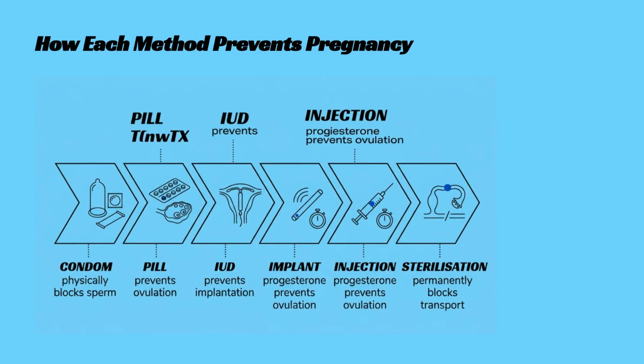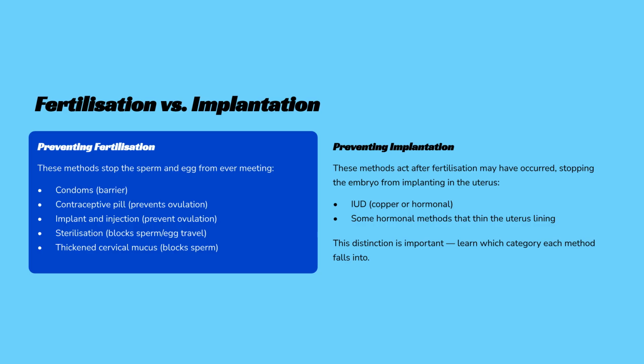This diagram illustrates how various methods physically or hormonally prevent pregnancy. Visualizing these mechanisms helps clarify why some methods are more effective or suited for different circumstances. It is useful to distinguish between preventing fertilization and preventing implantation. Methods like condoms or the pill prevent the sperm and egg from meeting, while others, like the IUD, act after fertilization to stop the embryo from implanting.